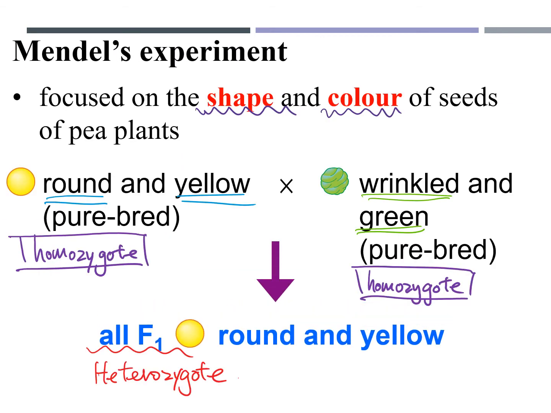Mendel focused on the shape and color of the seeds of the pea plants. He first chose two homozygotes for the crossing. He crossed a round and yellow seed homozygous purebred with a wrinkled green homozygous purebred. All the F1 shown here should be heterozygotes, and they all look round with yellow-colored seeds.